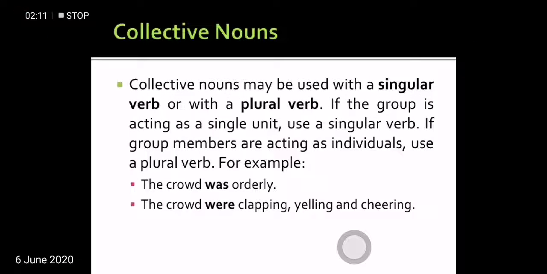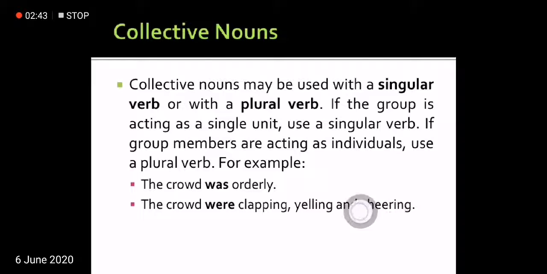Collective nouns may be used with a singular verb or with a plural verb. If the group is acting as a single unit, use a singular verb. If group members are acting as individuals, use a plural verb. For example, and I guess we did this in the singular and plural forms of verbs, and today also let's concentrate on these two examples. The crowd was orderly. Second example, the crowd were clapping, yelling, and cheering.